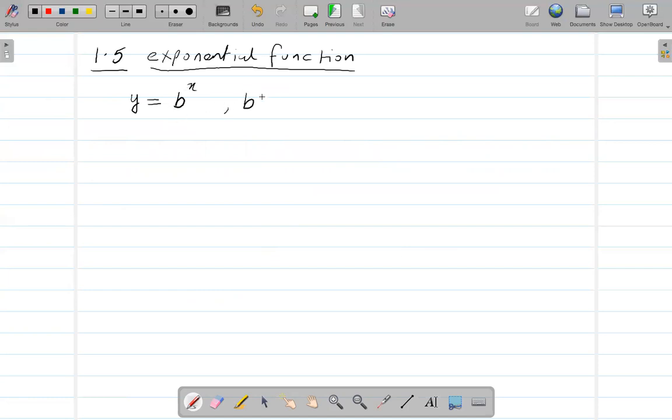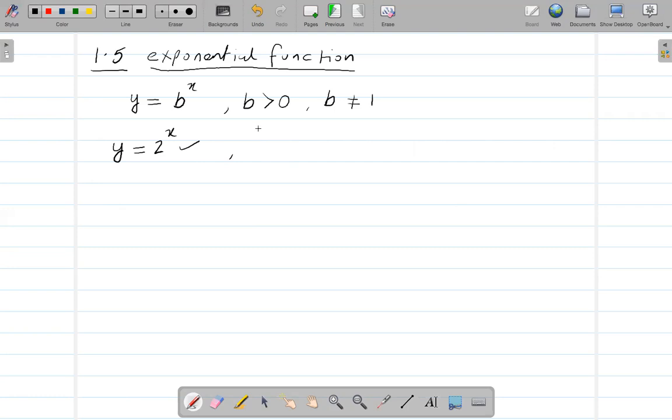This base must be greater than 0. If b is negative, then it is not an exponential function. And also b cannot be 1, so b is not equal to 1. So as I said, an exponential function should be in this form. So 2 to the power x is an exponential function because I have 2 on the base, a variable on the power, and the base is greater than 0 and not equal to 1. So this is an exponential function.